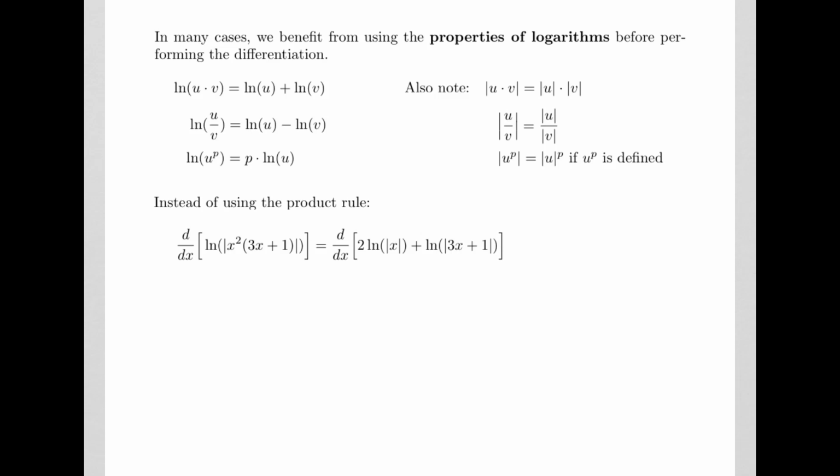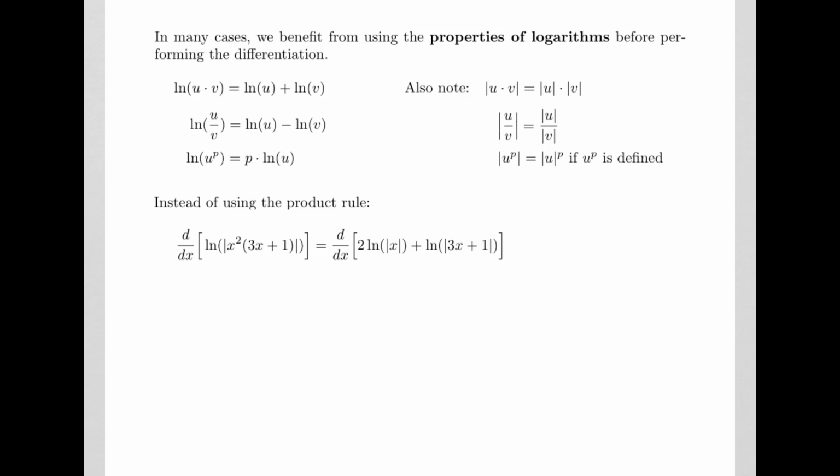Next, what we want to talk about is the properties of logarithms and how they help us with differentiation. We've discovered that the derivative rule for addition, or the sum rule, is really nice. We just take derivatives of each piece. But when a product or a quotient is involved, it's a mess. We have to use the product rule or the quotient rule.